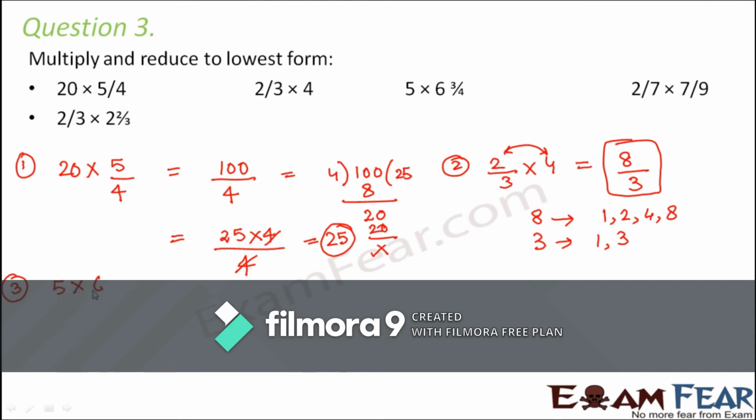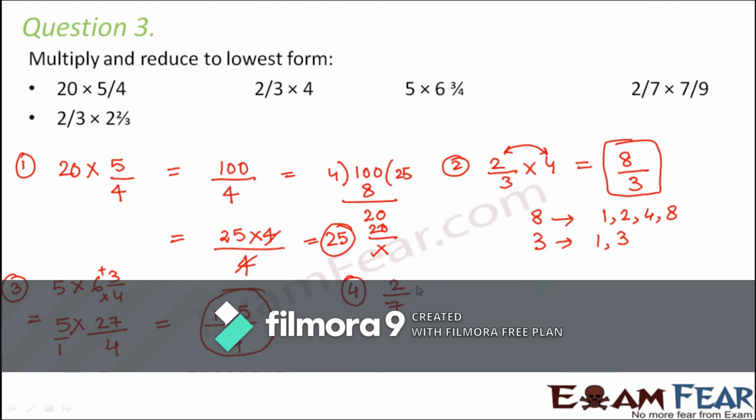Let's look at the third one. It is 5 into 6, 3 by 4. So first of all, we will convert the mixed fraction into an improper fraction. So 6 into 4, 24 plus 3, that is 25, 26, 27. So this would be 27 by 4. Now multiply the numerators. That is 5 into 27, which is 135, divided by multiplying the denominators, that is 1 into 4, which is 4. So 135 by 4. This is also in its lowest form, because they do not have any common factor other than 1. So this would be the answer.